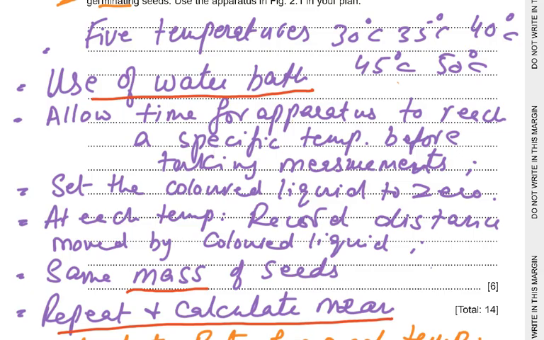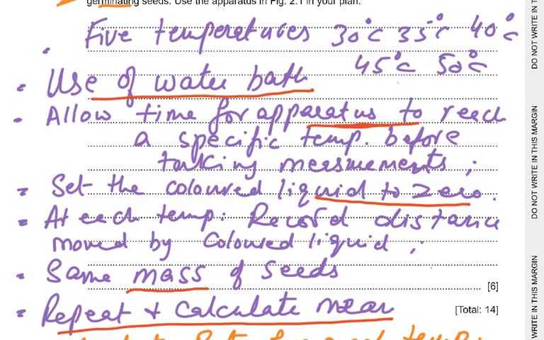So how would you maintain the temperature? Use a water bath. The ones which I've underlined, you can write nearly in every planning question. Allow time for apparatus to reach a specific temperature. This is called allow equilibration time. You can also write this in nearly every planning. Set the colored liquid to 0, or you can say reset the apparatus or starting from 0.